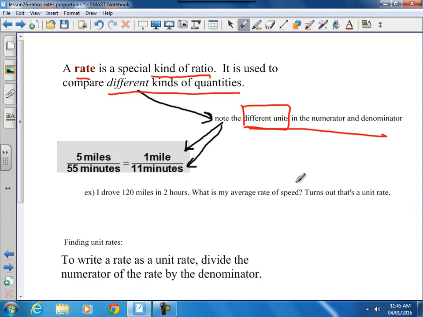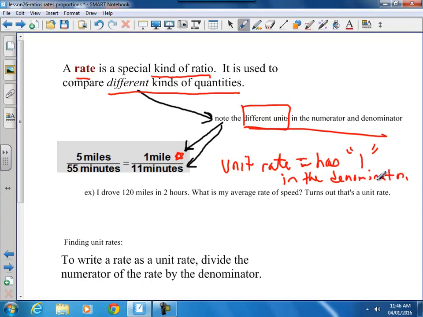Well, actually, it turns out when you get a ratio that has 1 in the denominator, that's called a unit rate. So I want to add to our notes here, a unit rate. Now, this one I have 1 in the numerator, but if I flip the fraction, it would be in the denominator. But a unit rate has 1 in the denominator.